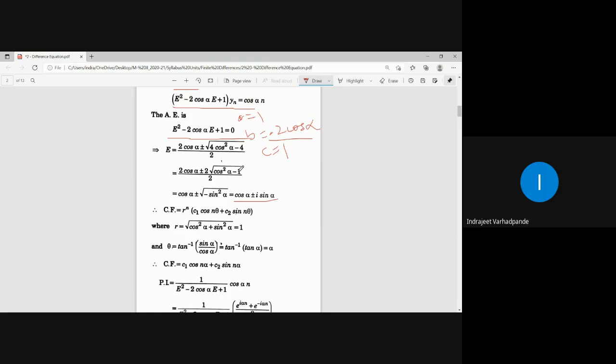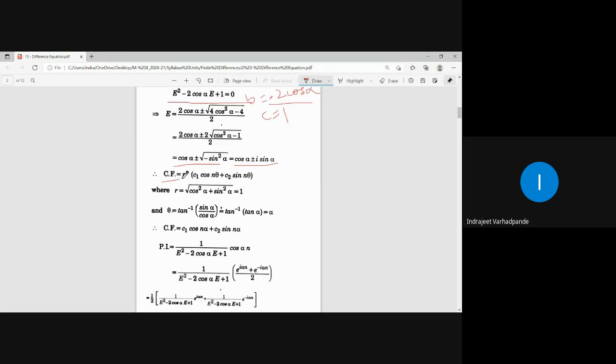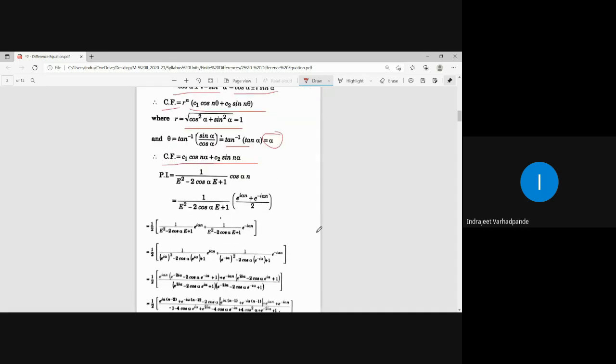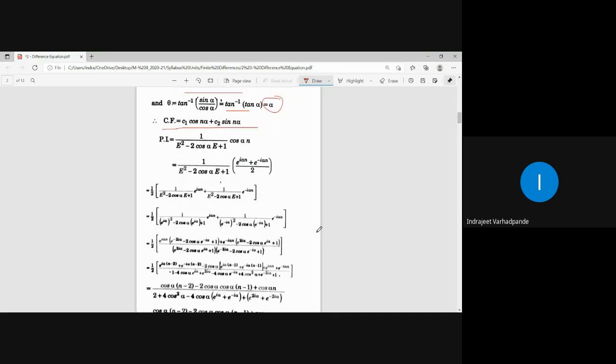Under root of minus is imaginary number i, multiplied by under root of sin square alpha, which is sin alpha. So it becomes cos alpha plus minus i sin alpha. The complementary function is written as r to the power n into c1 cos n theta plus c2 sin n theta. R is under root of cos square alpha plus sin square alpha, which is 1, and theta is tan inverse of sin alpha by cos alpha, which is tan inverse of tan, only alpha. So I am getting the answer as CF is equal to c1 cos n alpha plus c2 sin n alpha.